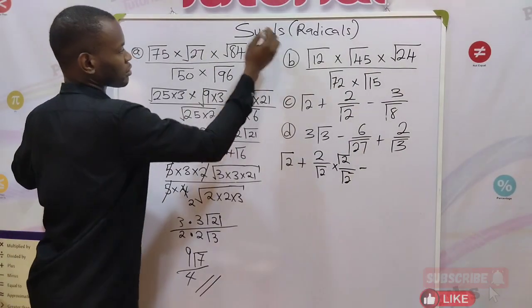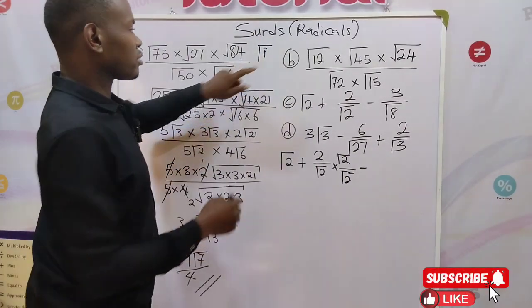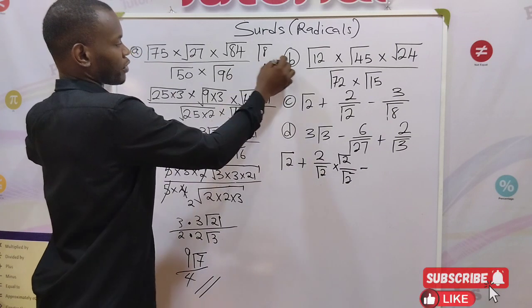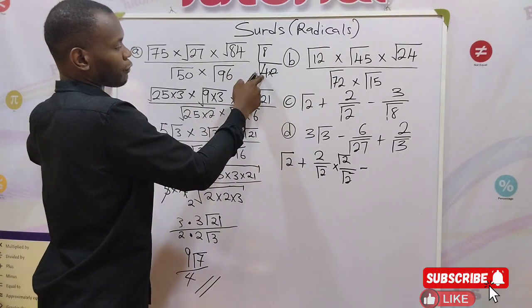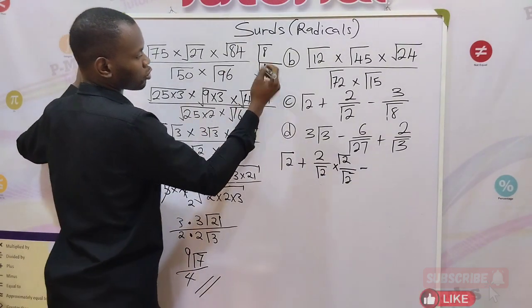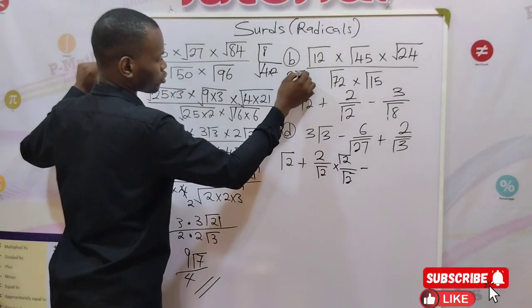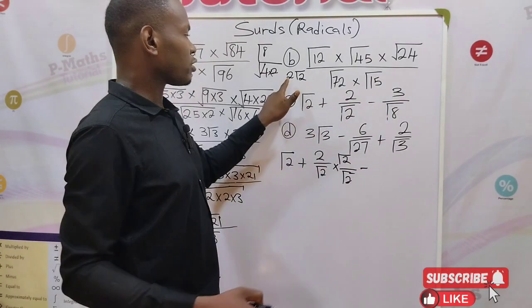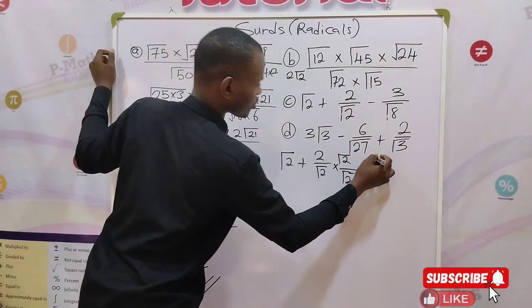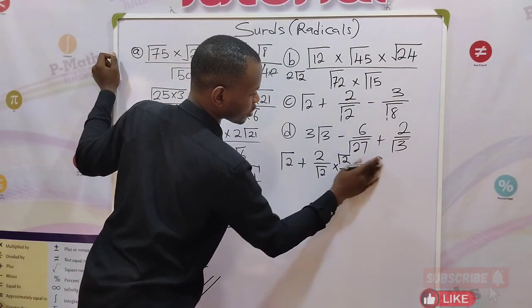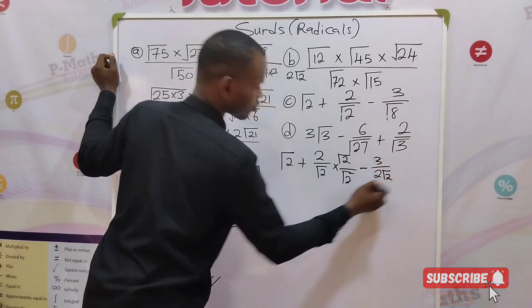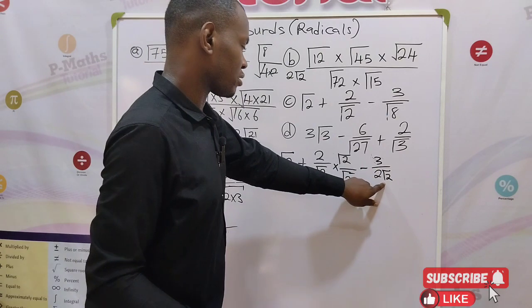Square root of 8 can be 4 times 2. If I multiply 4 and 2, I will have 8. Take the square root of 4. The square root of 4 is what? 2. So we have 2 root 2. So the basic surd of root 8 is 2 root 2. So we are having 3 over 2 root 2. We are still going to rationalize this one.